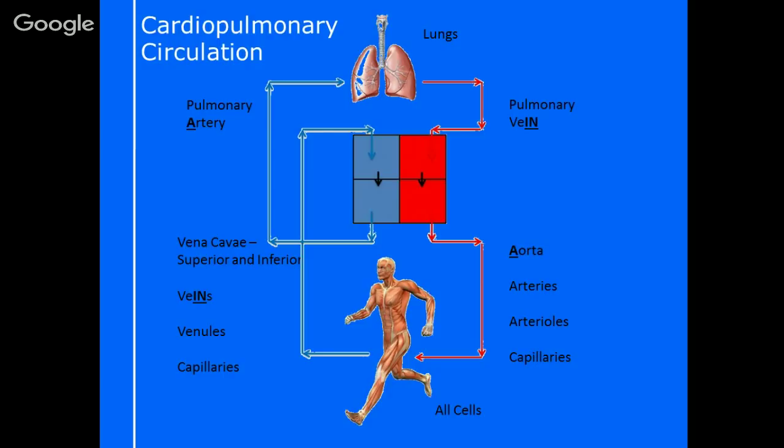So it'll be lungs, pulmonary vein, left atrium, left ventricle, aorta, arteries, arterioles, capillaries, cells of the body, capillaries, venules, veins, vena cava, right atrium, right ventricle, pulmonary artery, back to the lungs. Whew. That's your circulation system.